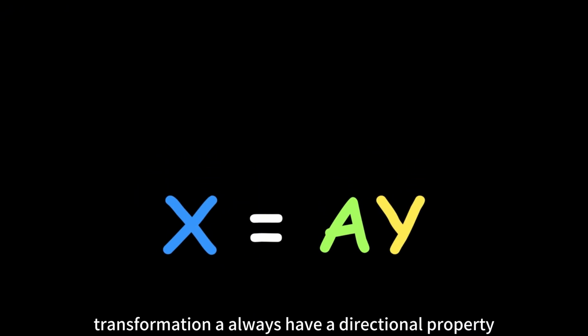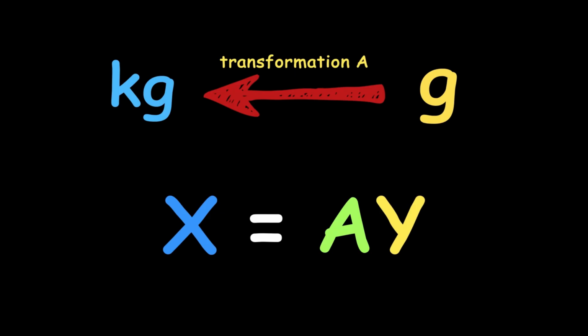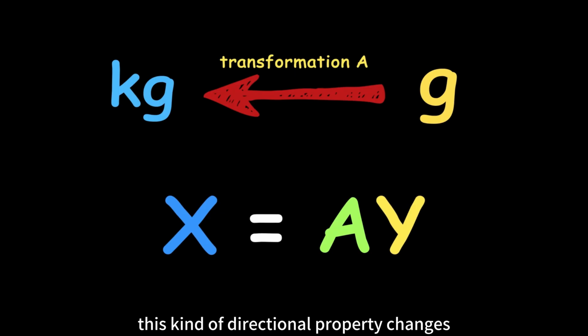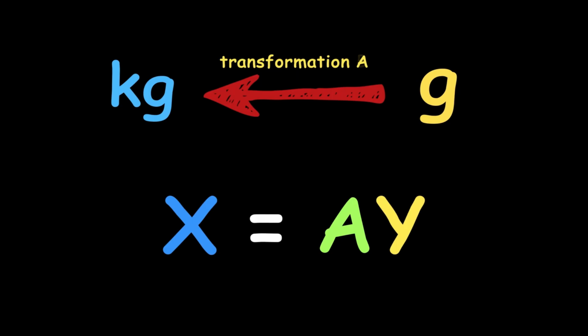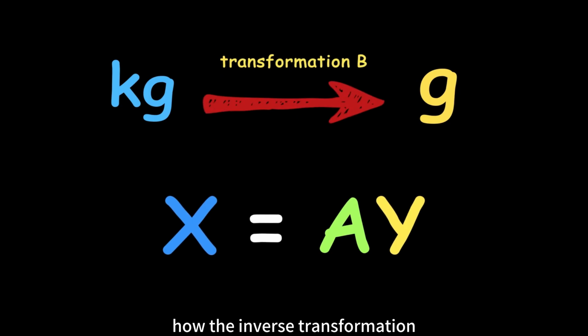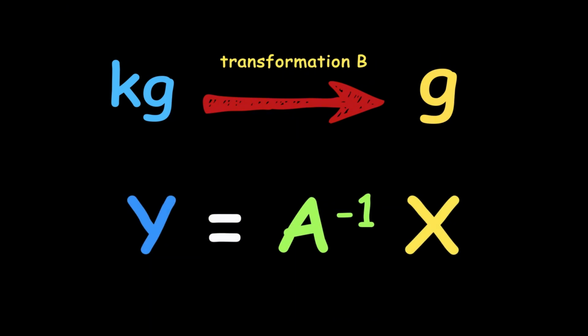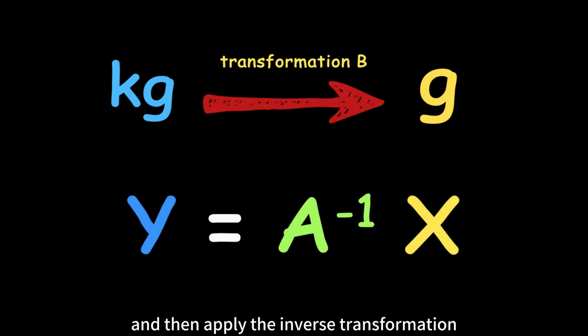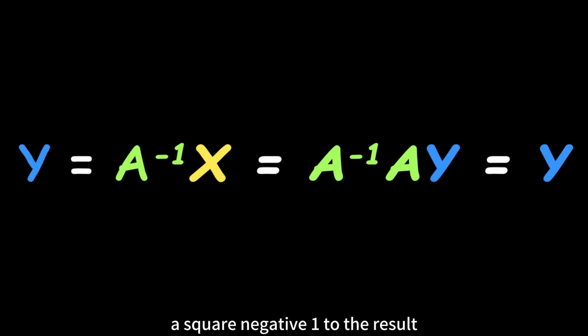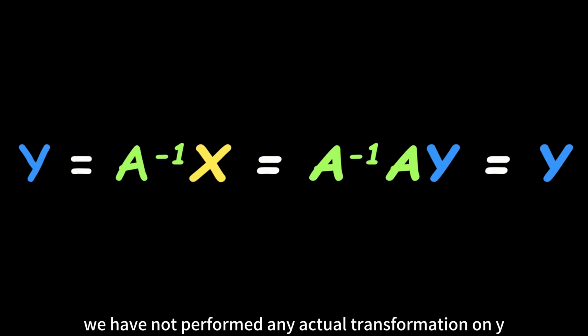However, transformation A always has a directional property. This is normal. This directional property changes when converting from grams to kilograms. We naturally want to understand how the inverse transformation is realized from kilograms to grams. Therefore, if we apply transformation A to convert a quantity from y to x, and then apply the inverse transformation A^-1 to the result, we will find that it returns to y.